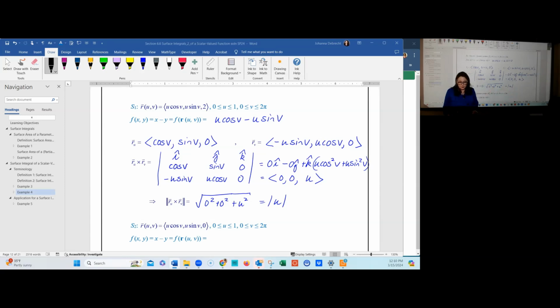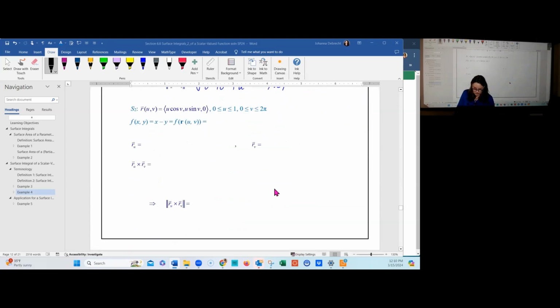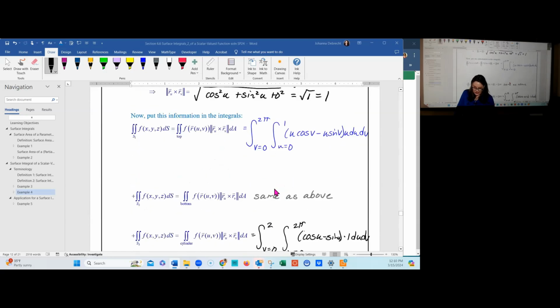Now I can go ahead and put this into my integral formula down below, which you'll see here, where v varies from 0 to 2 pi, u from 0 to 1. And then I'm finding the function, which of course was x minus y, which in this parameterization is u cosine v minus u sine v, times the magnitude of the cross product, which is u. Now you may wonder what happened to the absolute values, but u is strictly non-negative, so I can drop them. And then I can integrate the double integral to find the value of the surface integral on the top surface.